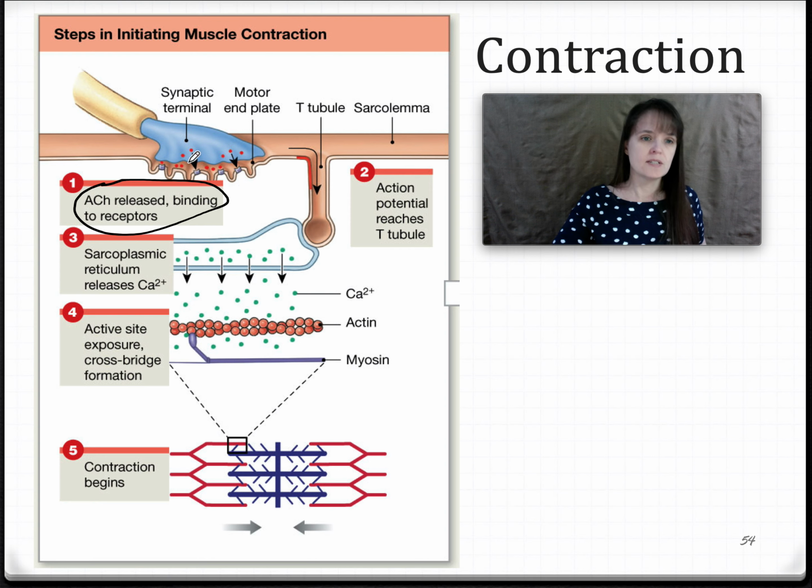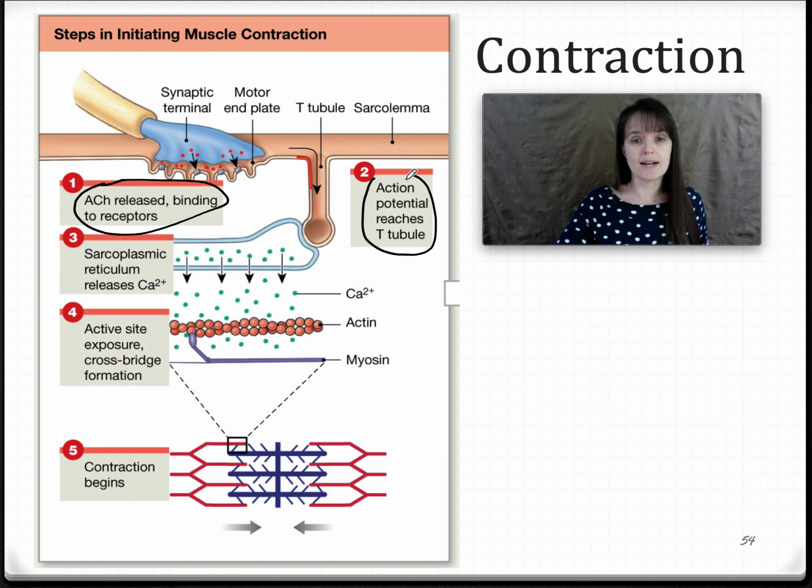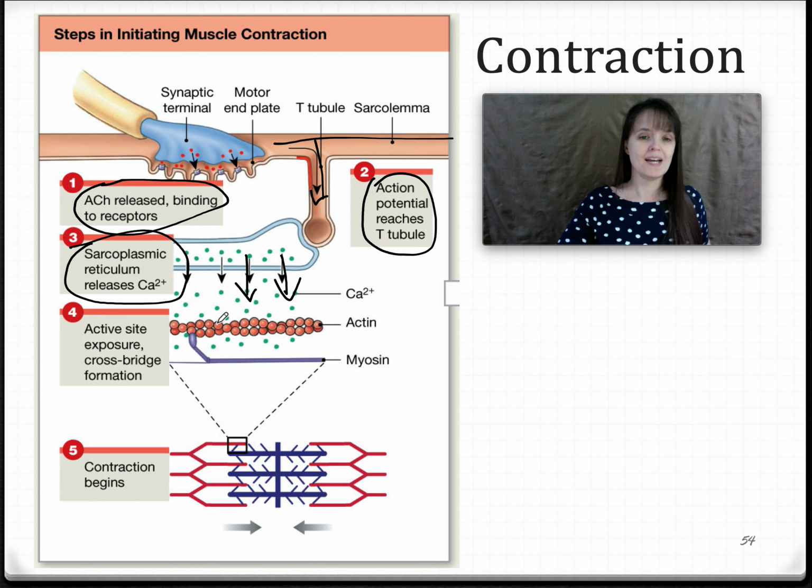Okay. So acetylcholine is released. It binds to acetylcholine receptors. That causes a muscle action potential that sweeps down the sarcolemma and down the T tubules. That causes the sarcoplasmic reticulum to release calcium, which causes active site exposure.